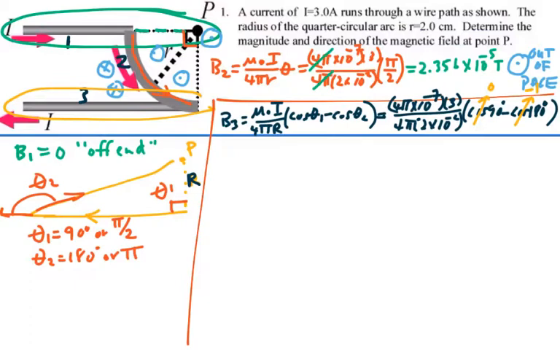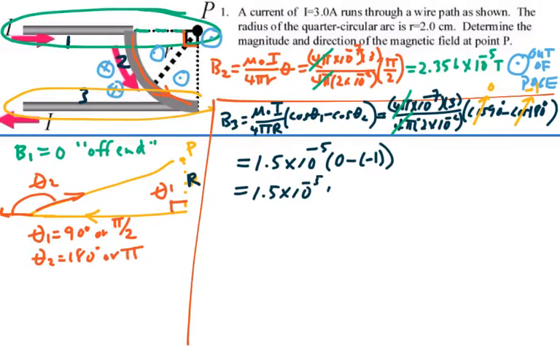So this is going to be, and the 4 pi's cancel out. So we have 3 divided by 2 is 1.5 times 10 to the minus 5. 10 to the minus 7 divided by 10 to the minus 2 is 10 to the minus 5. Then we'll have 0 minus a negative 1, which would be 1. So this is going to be 1.5 times 10 to the minus 5 Tesla.